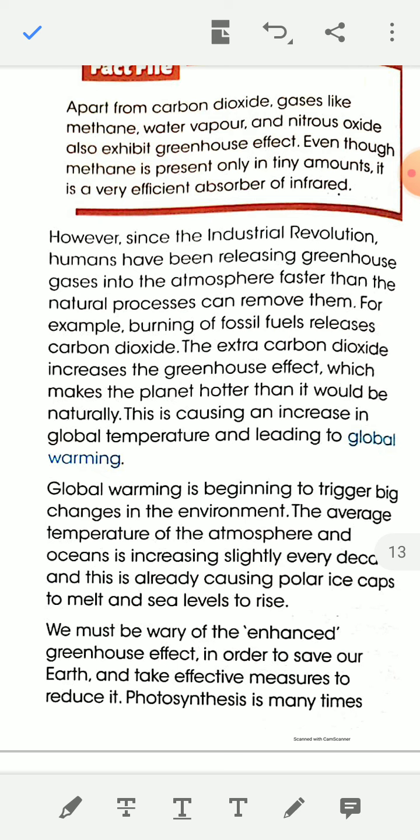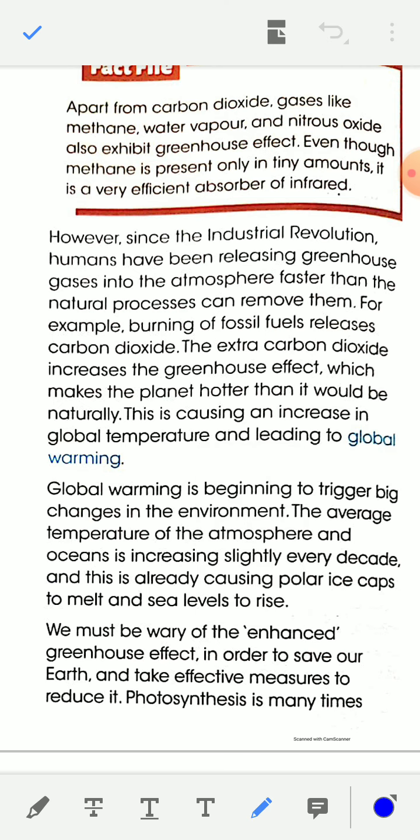For example, burning of fossil fuel releases carbon dioxide. The extra carbon dioxide increases the greenhouse effect, which makes the planet hotter than it would be naturally. And this is causing an increase in the global temperature, leading to global warming.